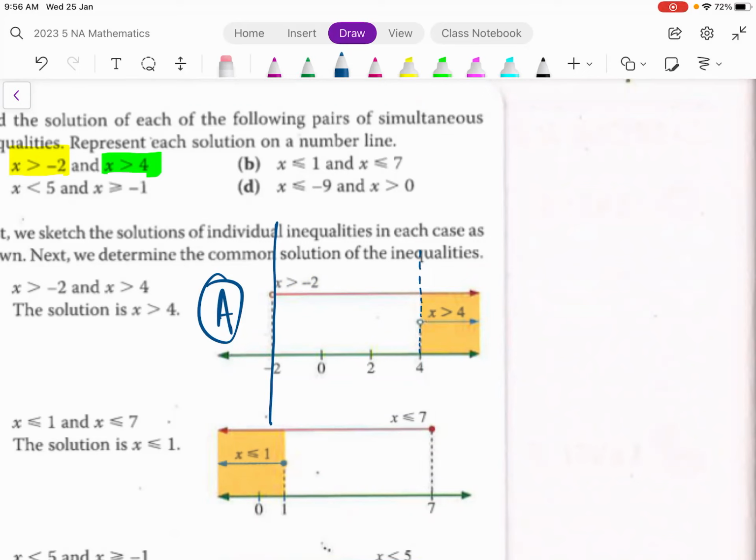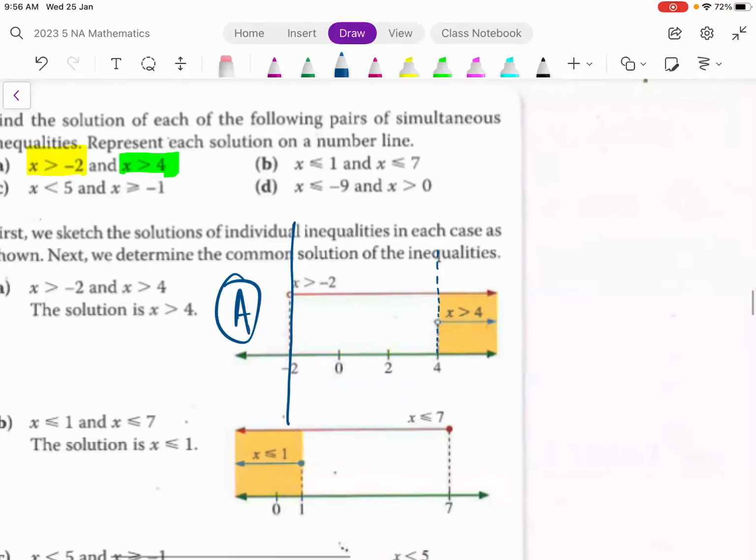Can or cannot? Think. Okay, the answer is cannot. You cannot include the 4 because the second part of the simultaneous inequality already tells you it is greater than 4. You cannot have 4.